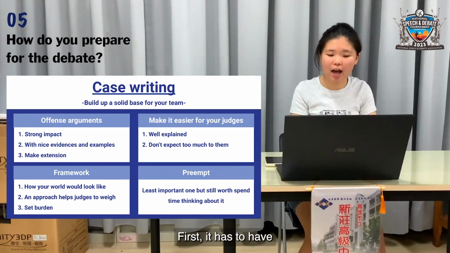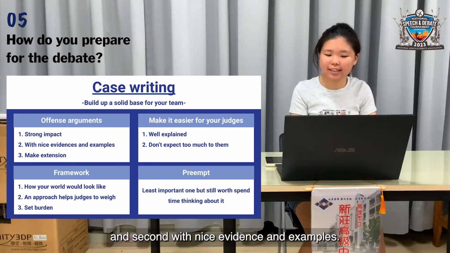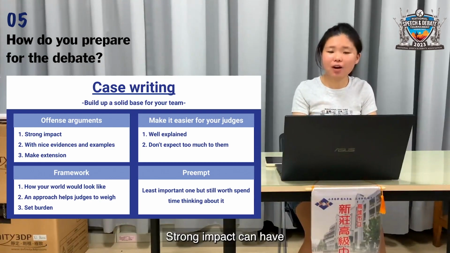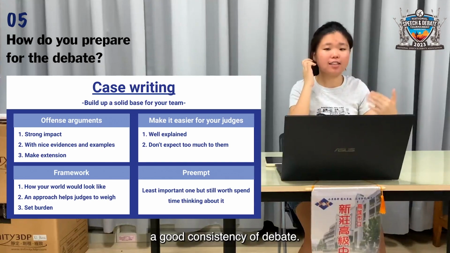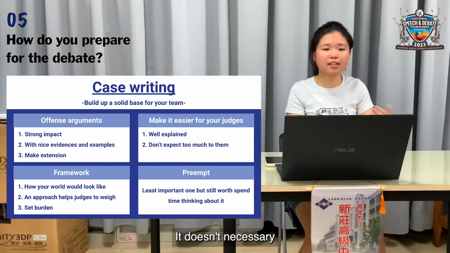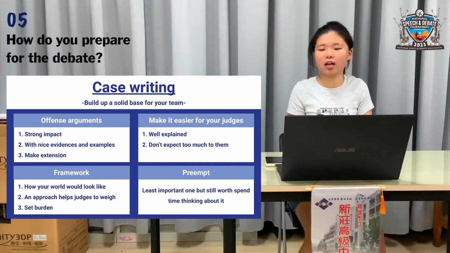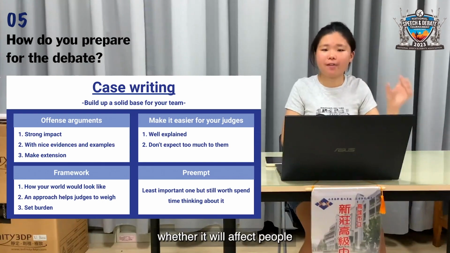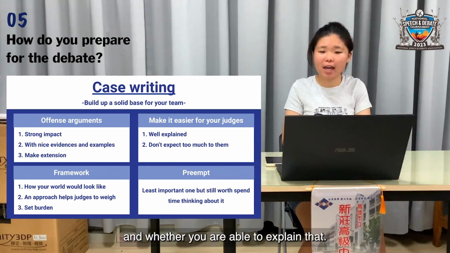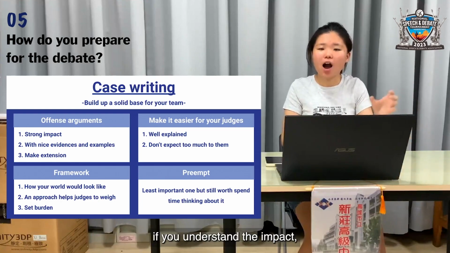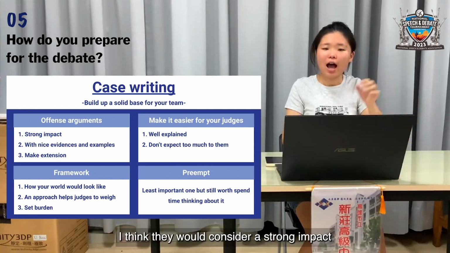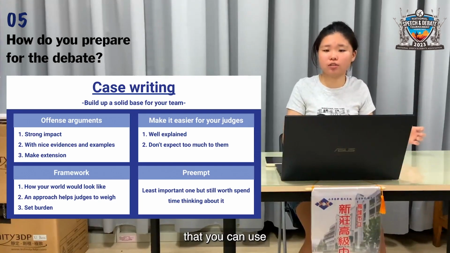First, it has to have strong impact. And second, with nice evidence and examples. Third, you can make extension. Why does it have to have strong impact? Strong impact can give a good consistency to the debate. It doesn't necessarily have to be a very big impact where it will affect a lot of people. You just have to think about this impact, whether it will affect people, and whether you are able to explain that well. If you understand the impact, you know how exactly you want to explain and demonstrate to people, I think that would be considered a strong impact that you can use.